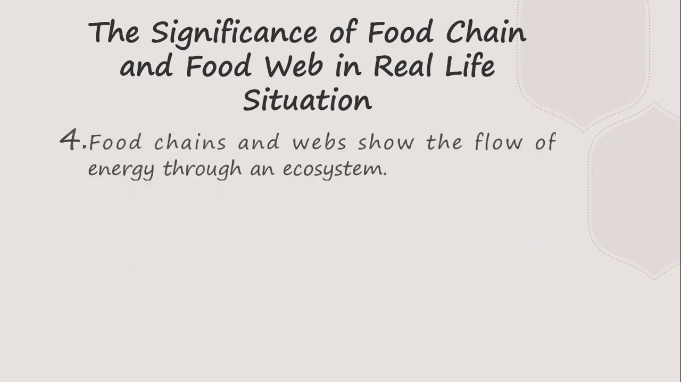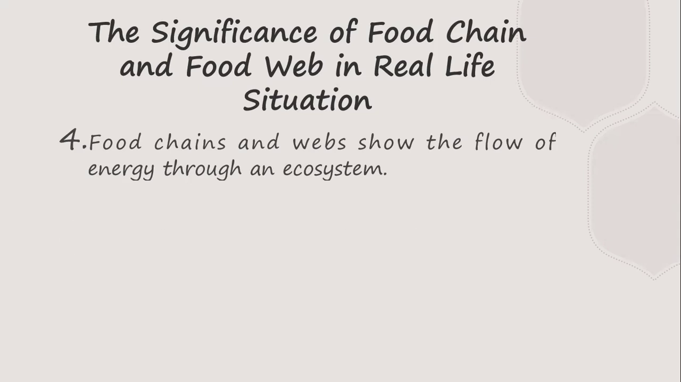The other is that food chains and food webs show the flow of energy through an ecosystem. So this is the other significance of the food chain and the food web. They show the flow of energy through an ecosystem. Without these food chains and food webs, we couldn't know how energy flow happens through the organisms in the ecosystem.